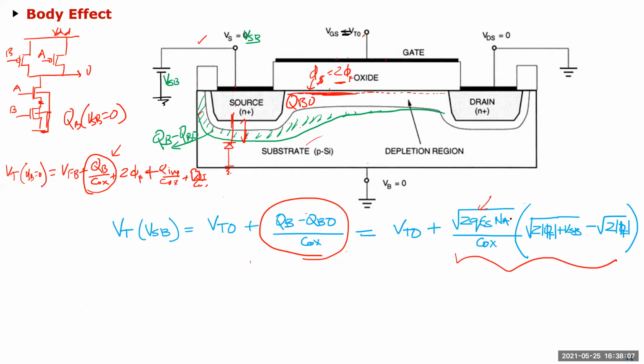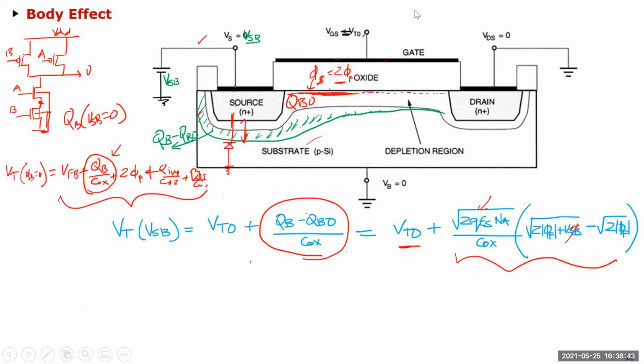this term, which is basically your process term, then 2 phi f plus the source to bulk voltage minus 2 phi f. And you can see once I make this 0, then it turns out to be VT0. VT0 is basically this term here, which is the threshold voltage at source to bulk value 0. Okay, Max, is this clear, or do you have any questions on the body effect? Any questions on the body effect?